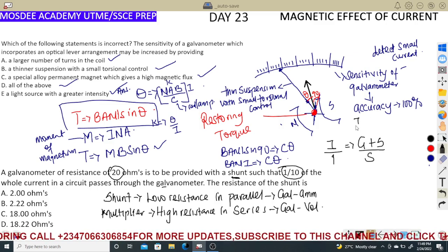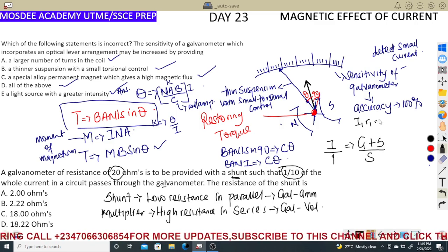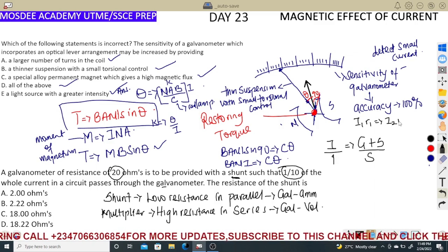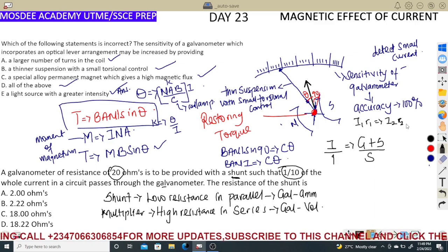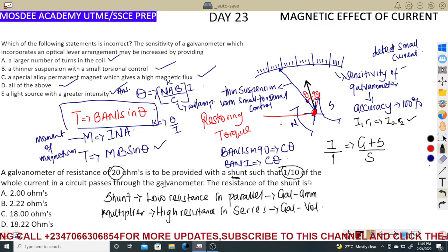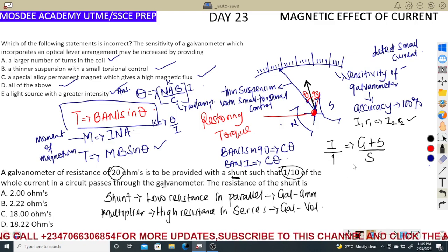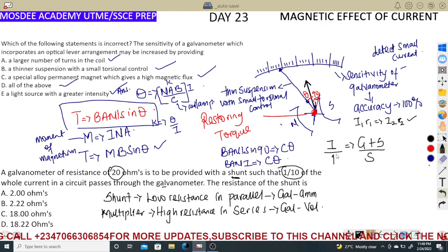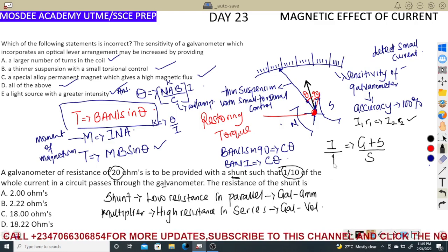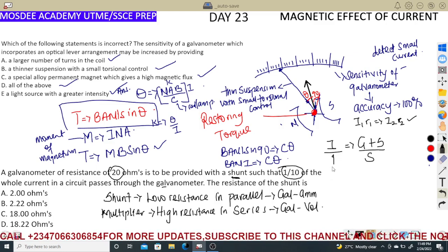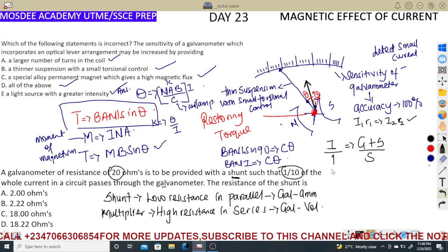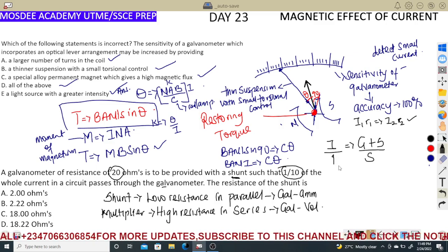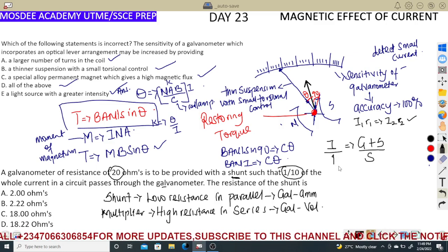Another formula you can use is I1 R1 equals I2 R2. This is also going to work whenever you are converting a galvanometer to an ammeter. But I think this one is more direct and it will reduce your doubt level. That is, you can just apply this formula directly and get your answer. Let me tell you what each of the symbols stands for, because it's important to know.